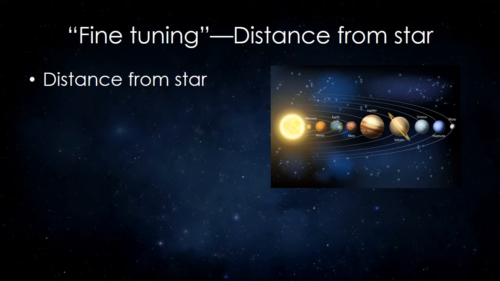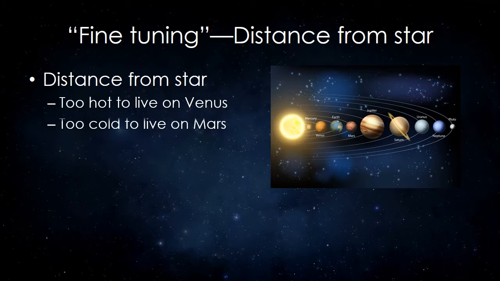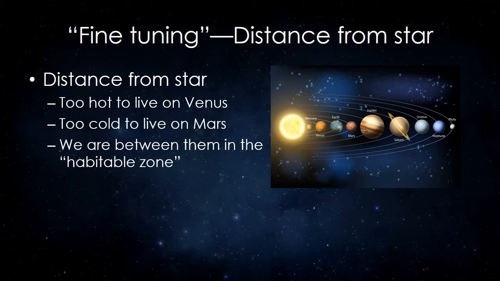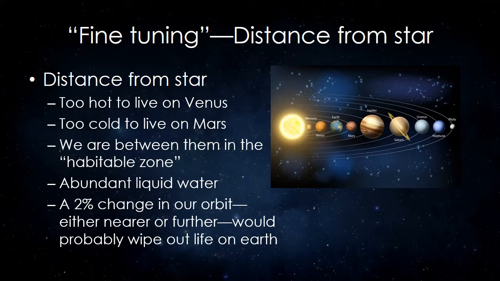One of those factors is how far our Earth is from the star we orbit. In other words, how far we are from the Sun. It would be too hot to live on Venus, and too cold to live on Mars. But where we are in between them, called the habitable zone, the temperature is right and there is abundant liquid water available. Just a 2% change in our orbit, either nearer or further away, would probably wipe out life on Earth.